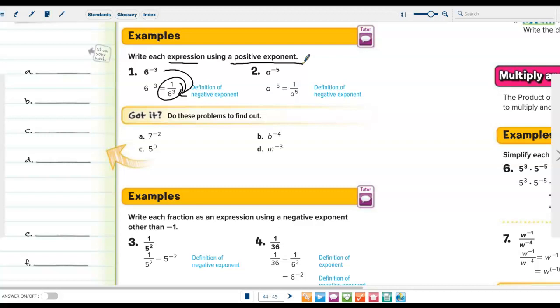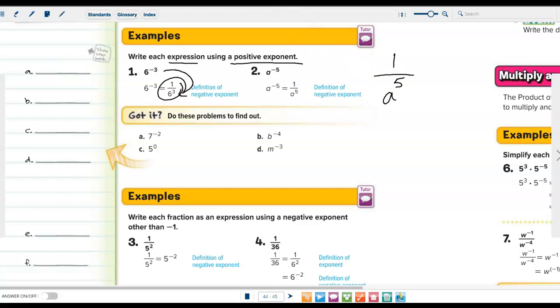Okay? So then, number 2, we have a to the negative fifth. How am I going to write that using a positive exponent? One over a to the fifth. Did my base change? No. Did the exponent change other than from negative to positive? No. Questions? Okay, I want you to do got it, A in your book, and that's it.